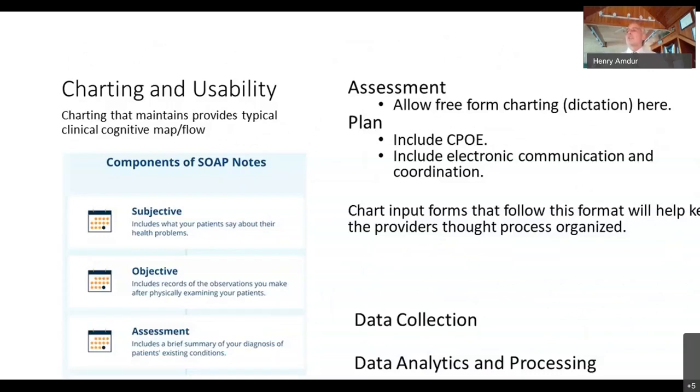Providers are taught to approach a clinical visit in the SOAP format: subjective, objective, analysis, and plan. While subjective and objective data entry are amenable to specific data point collection, analysis isn't really. It's not amenable because there are too many variables. Allowing free-form charting by typing or dictation should be encouraged. The plan requires a mixture of free-form entry, which is then supported by CPOE and real-time electronic communication and coordination. Chart input forms that follow this format will help keep the provider's thought processes organized and help efficiency.